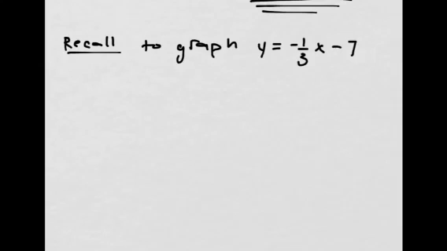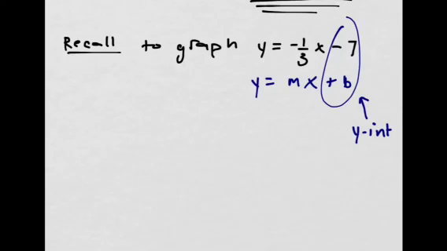So, to graph y equals negative 1/3 x minus 7, just remember this is in y equals mx plus b form, where b is the y-intercept and the m is the slope. So here our y-intercept is negative 7, and our slope is negative 1/3. Usually I move this negative into the top, or at least I do it in my brain.